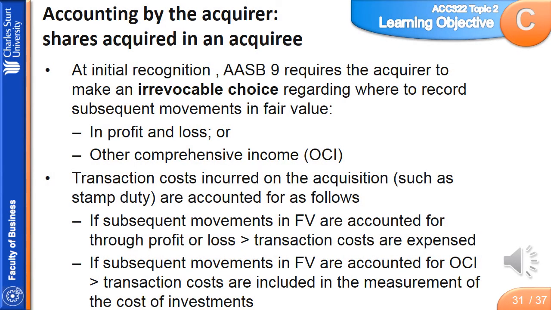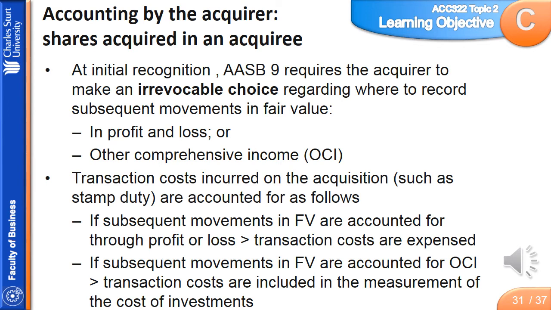So at the initial recognition, AASB 9 requires that the acquirer make an irrevocable choice regarding where to record subsequent movements in the fair value. Say in future reporting periods the fair value would change, how do we record that change? And once we make this decision, we can't decide to change the way we account for it at a later date.